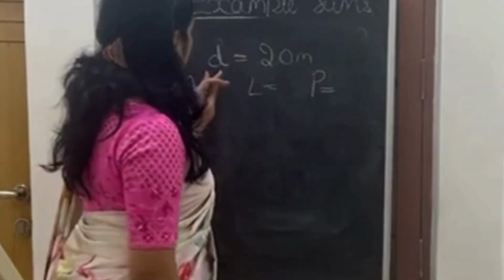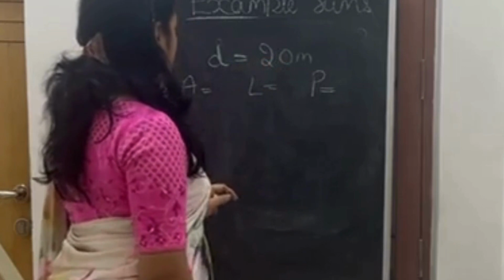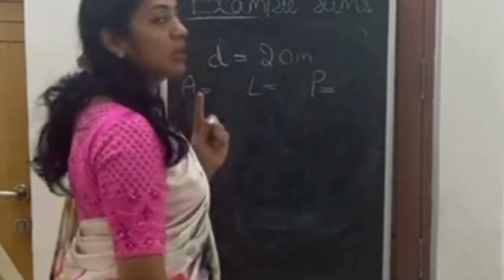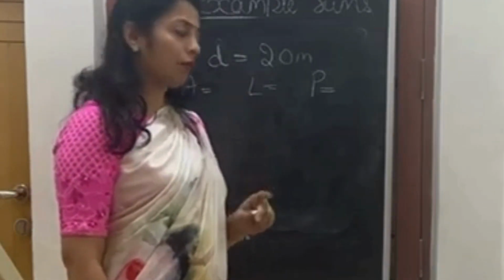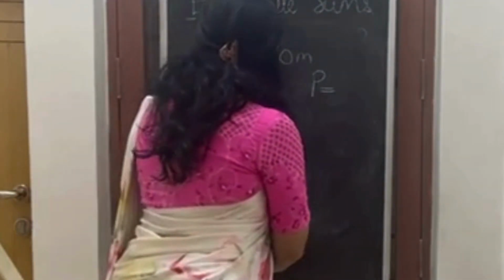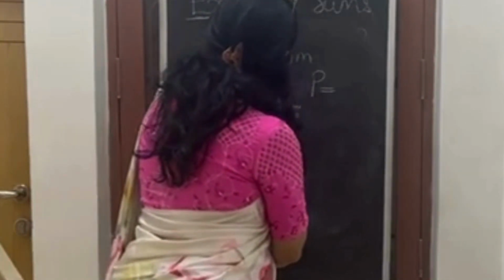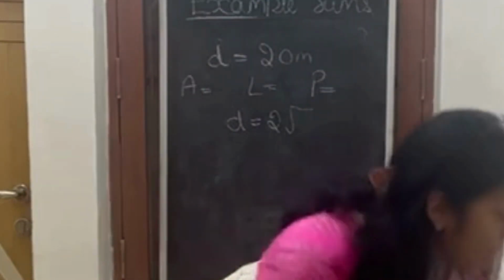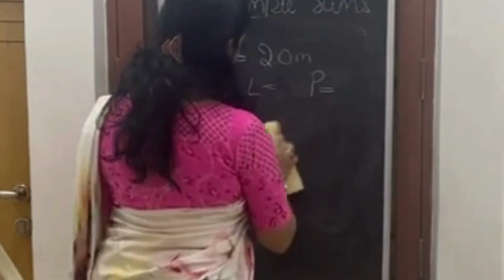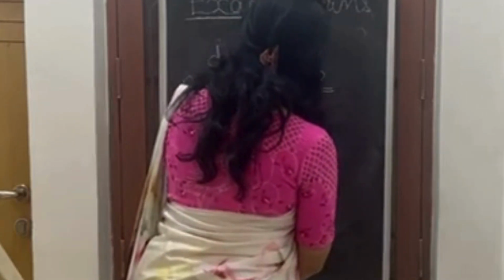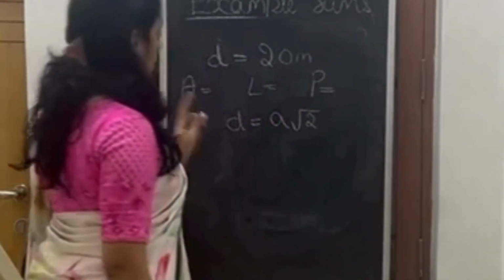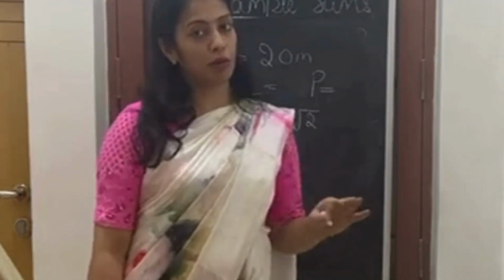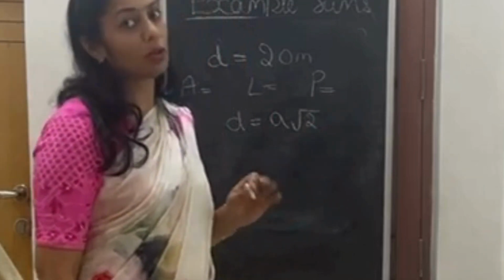Okay friends, my next question is: the diagonal equals 20 meters of a square. So what is the area, length and perimeter of the square? What is the formula for diagonal of a square? The formula for diagonal of a square is diagonal equals a square root 2. What is a? a is the side of the square. So diagonal of a square equals a square root 2. Please remember all the formulas in geometry, otherwise it will be difficult to solve the sums.